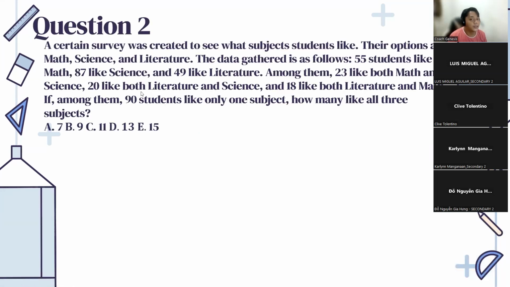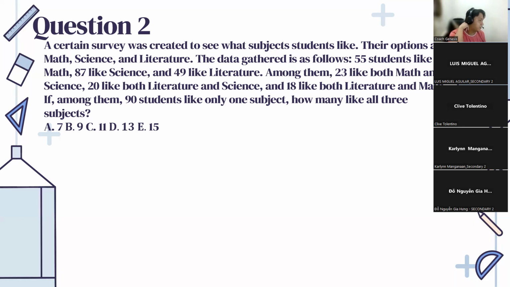Question number 2. A certain survey was created to see what subjects students like. Their options are math, science, and literature. The data gathered is as follows. We have 55 students who like math, 87 like science, and 49 like literature. Among them, 23 like both math and science, 20 like both literature and science, and 18 like both literature and math. If among them, 90 students like only one subject, how many like all three subjects?